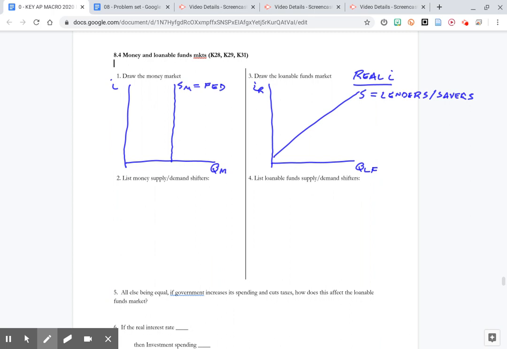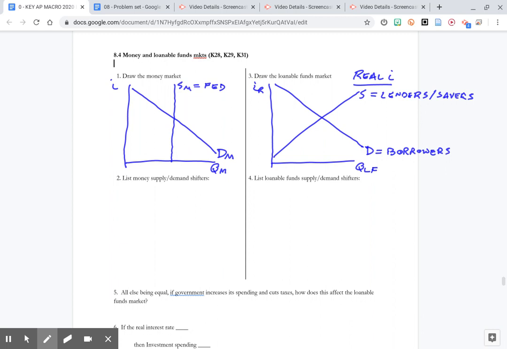Now, we have a demand curve for both of them that's downward sloping. The demand for money is made up of all the different people who need money for different purposes, and we talked a little bit about that in class, but I'll look at the shifters here in a second. And over here, the demand for loanable funds is made up of borrowers. So these are people who actually want to borrow money. It's kind of a subset of the whole money market.